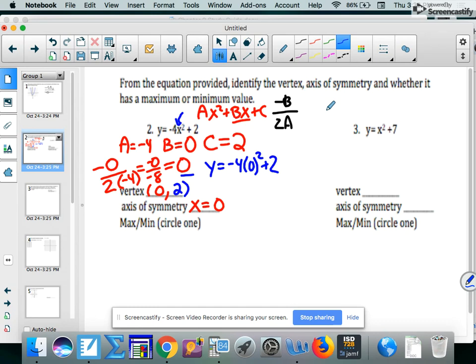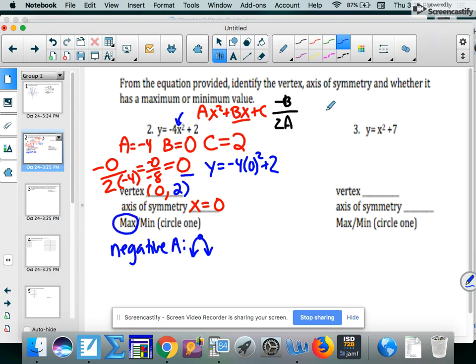To think, is it a max or min? You have to remember that if A is negative, it looks like a frown face. So you have to think, okay, it's a negative A value, so it would look like that, and that's going to be a maximum because it's the highest point on the graph.